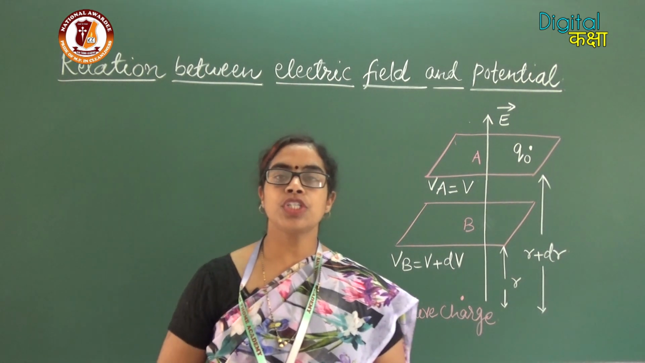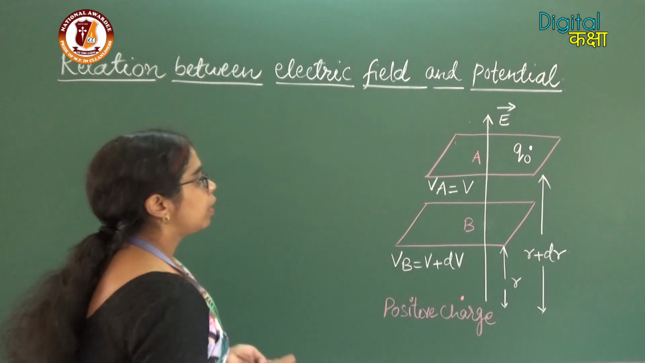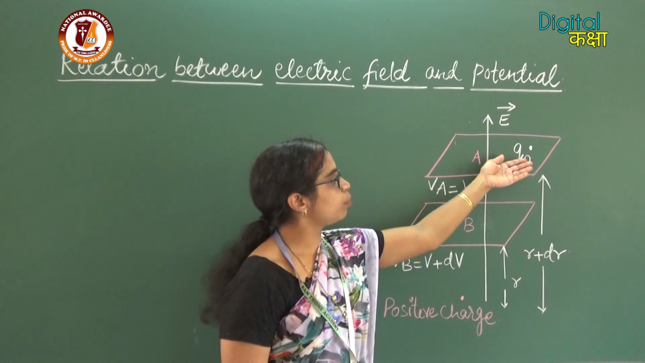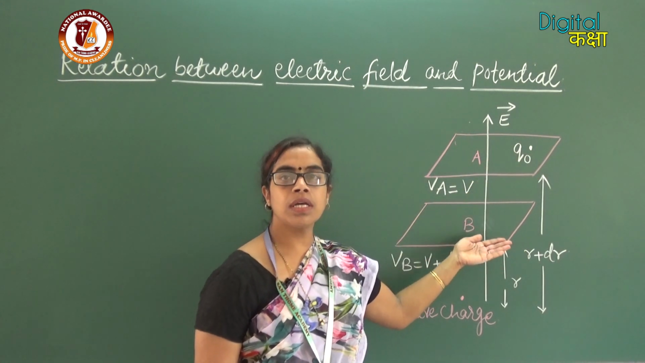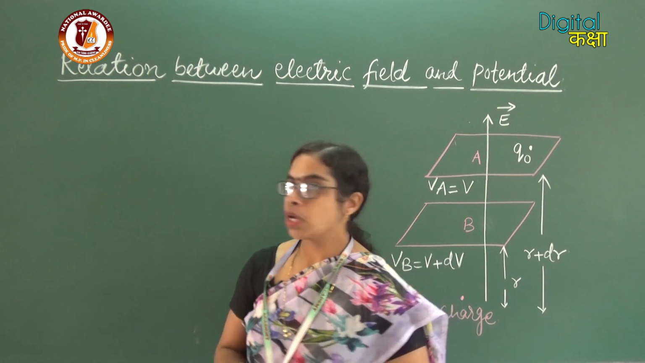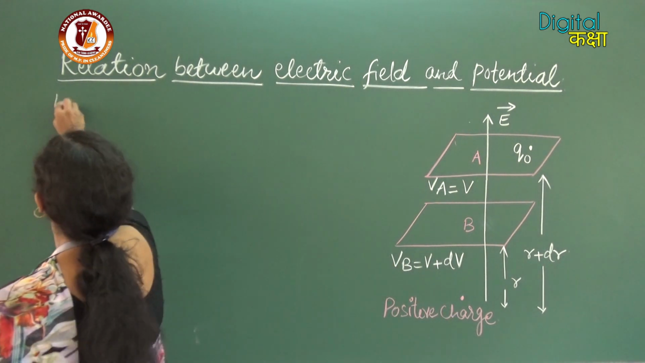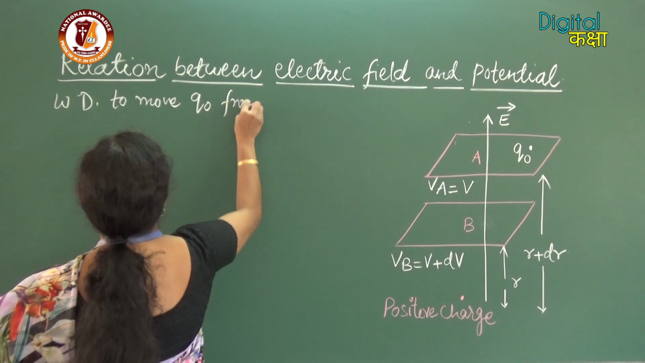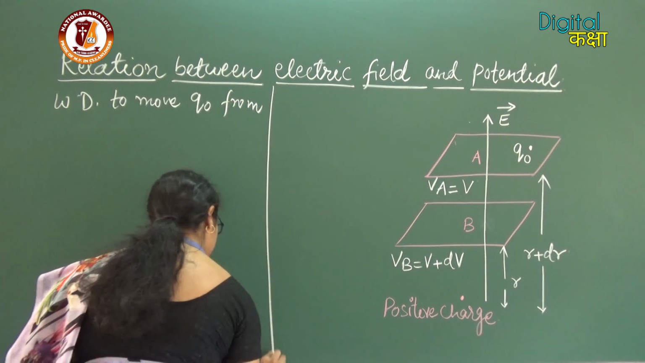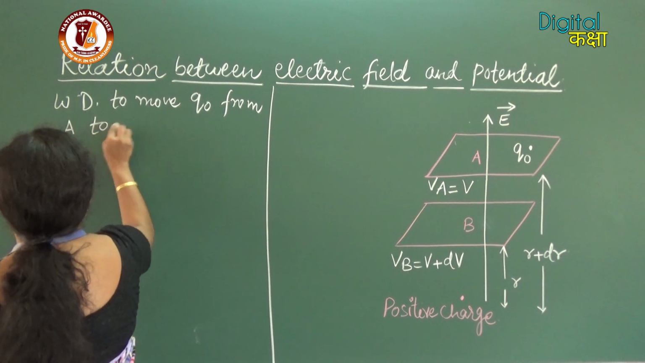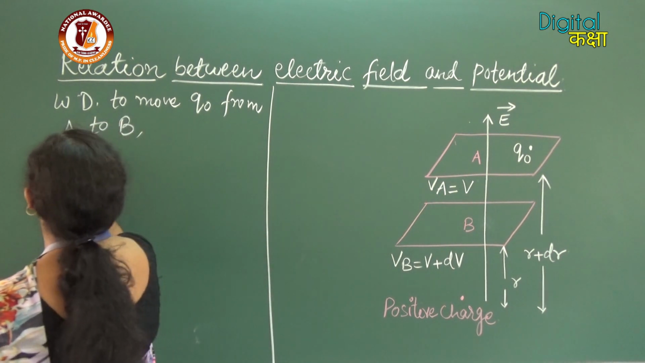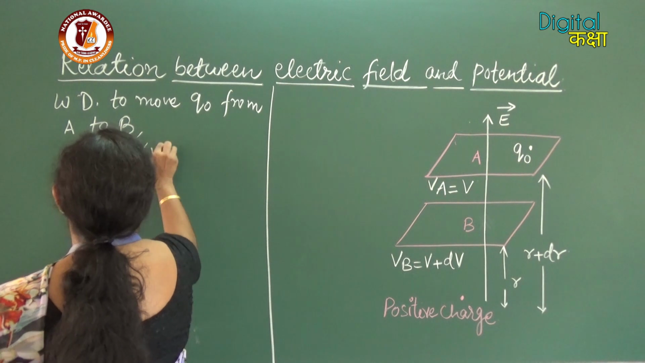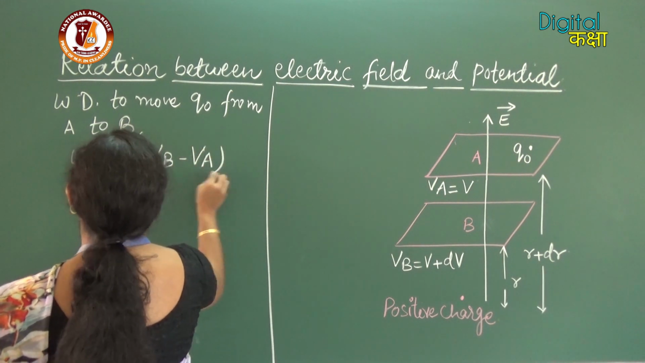Now in order to get the relationship between these two physical quantities, we are considering a charge Q naught which has to be moved from the equipotential surface A to the other equipotential surface B. In that case, the work done to move Q naught from the surface A to B will be given by the formula W is equal to Q naught into VB minus VA.